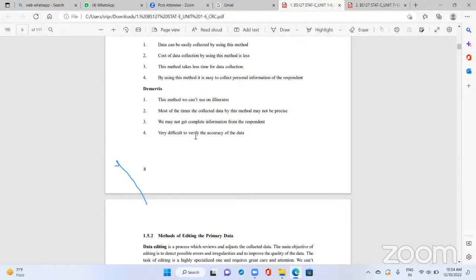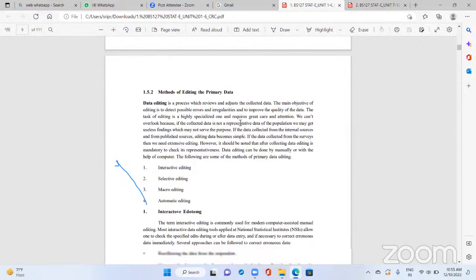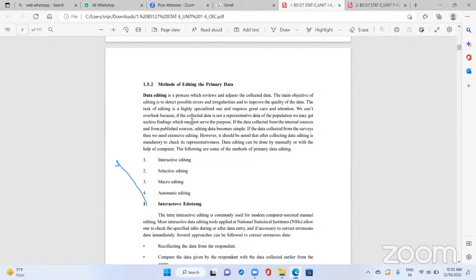Very difficult to verify the accuracy of the data. Now, the 5th one is methods of editing the primary data. Data editing is a process which reviews and judges the collected data. After completion of collecting the data, we can use editing. If there are any mistakes or any wrong information, you can edit the primary data by interactive editing, selective editing, micro editing, and automatic editing.